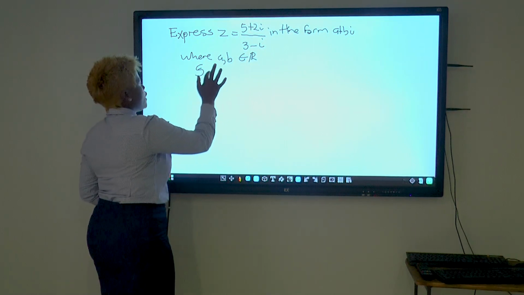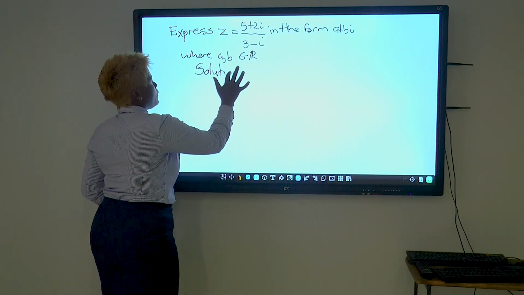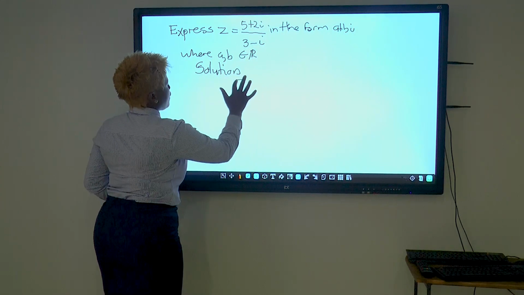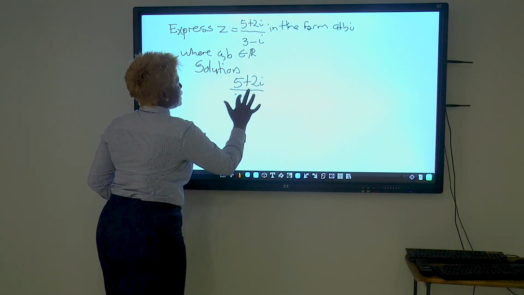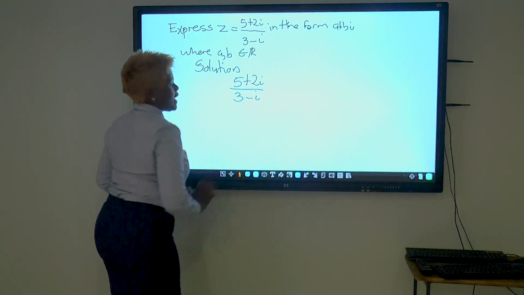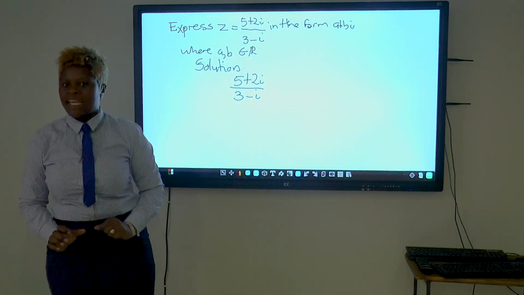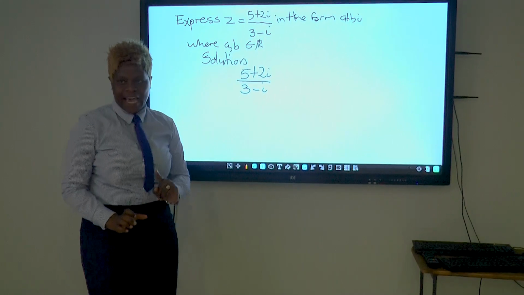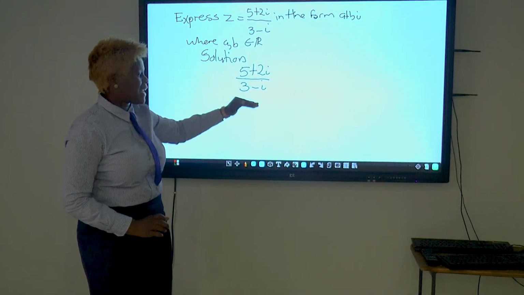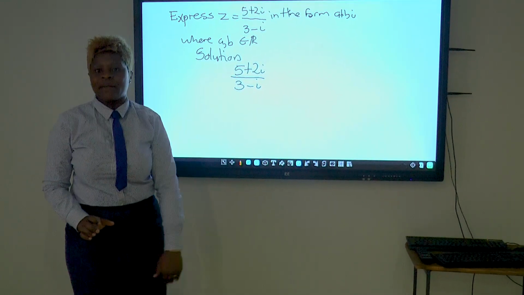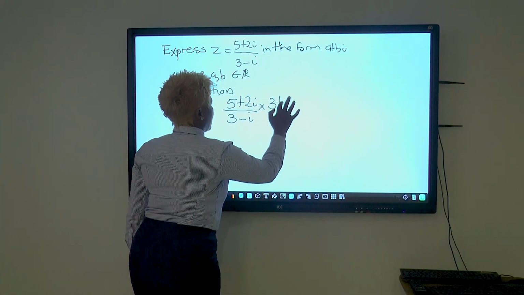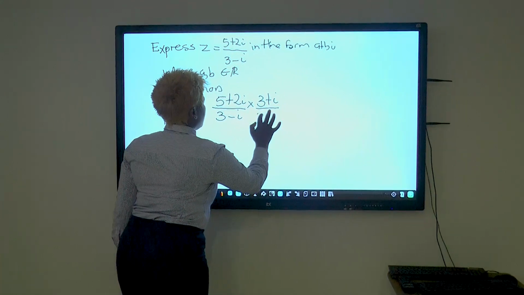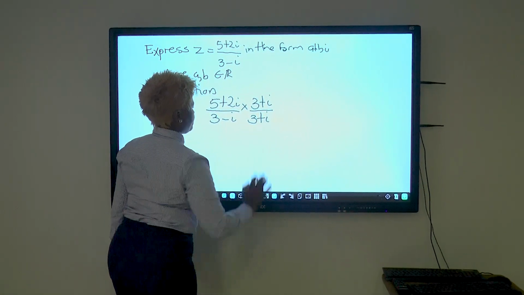So we write here, solution. So it's 5 plus 2i over 3 minus i. The conjugate of 3 minus i is 3 plus i. So we multiply both the numerator and the denominator by 3 plus i.